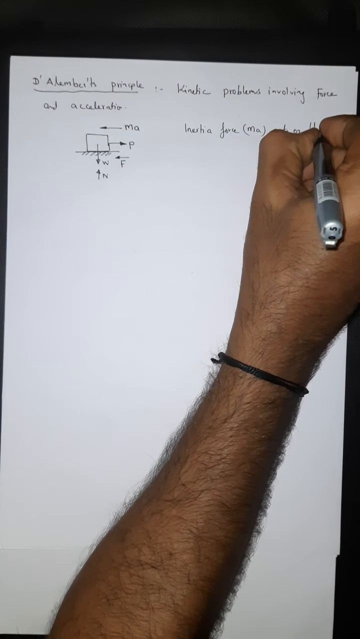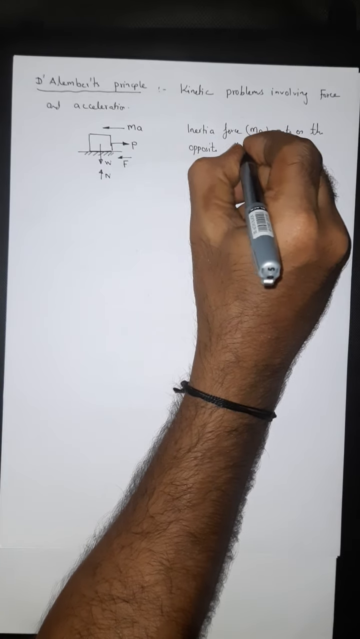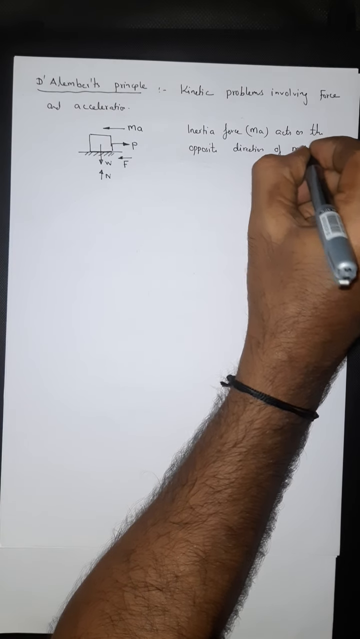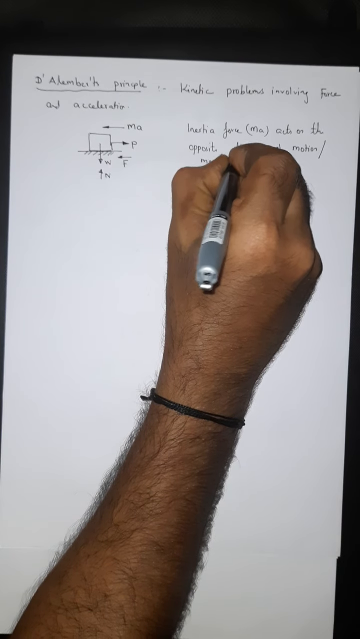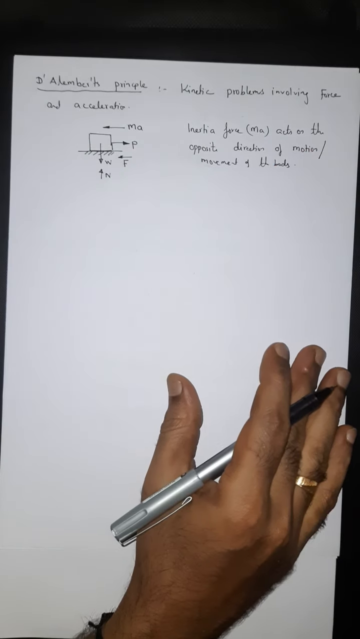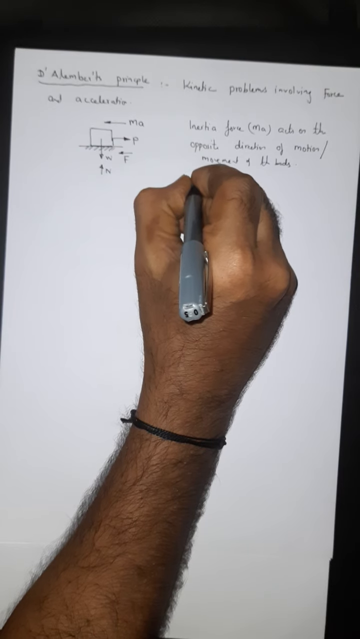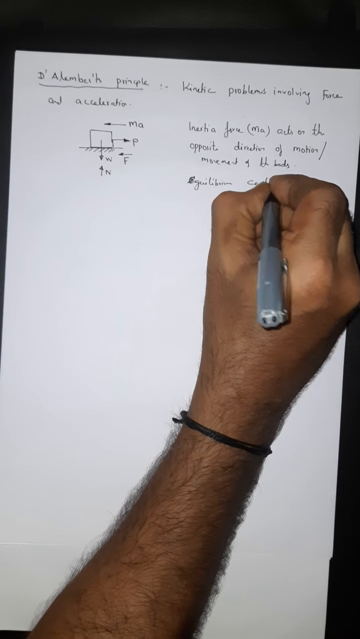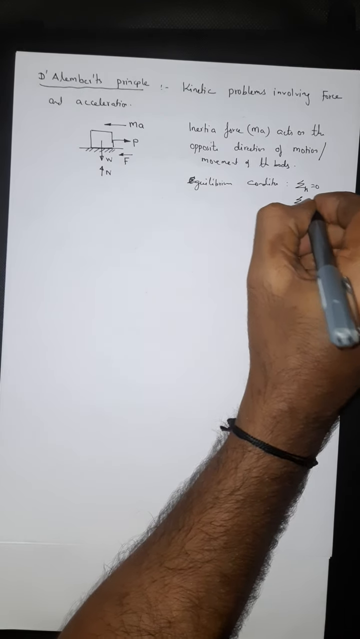So here you have to remember an inertia force, which is ma, acts in the opposite direction of motion or movement of the body. Here you will have to apply the equilibrium condition, which is summation H equal to 0 and summation V equal to 0.